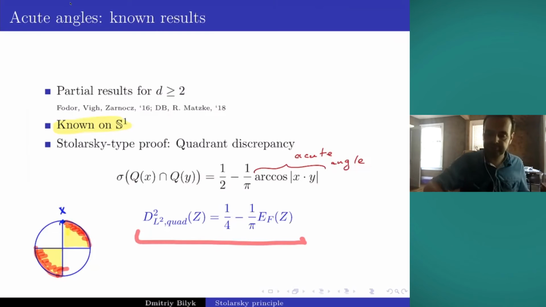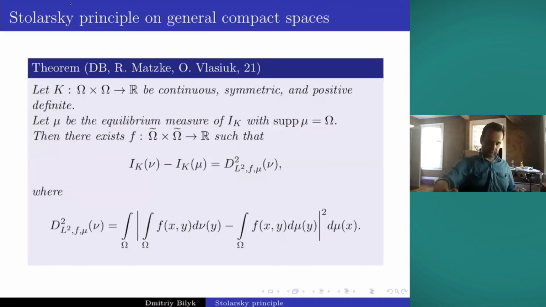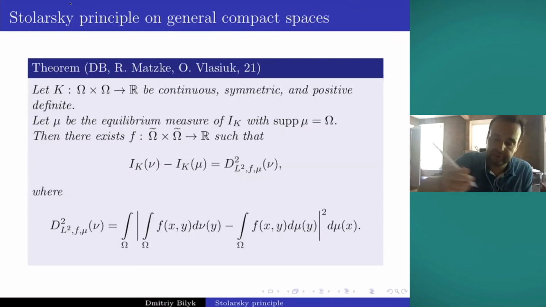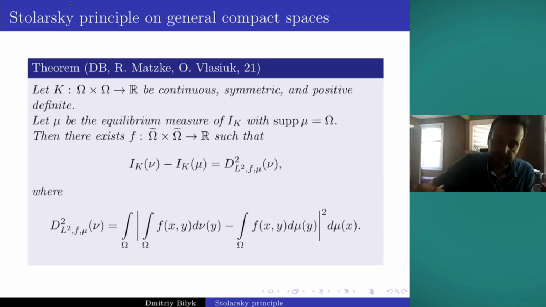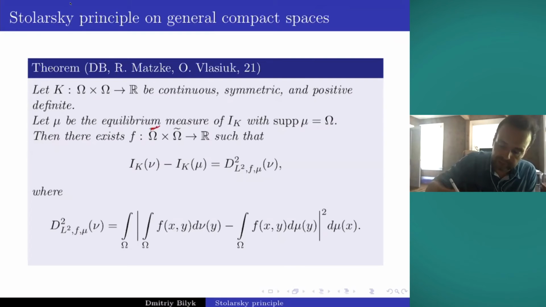Okay, I have just a few minutes left, so I now want to briefly talk about some very recent results. There is a very general version of the Stolarsky principle on compact spaces. So here, let omega be some compact space. And here, by the way, sorry, this is a typo.